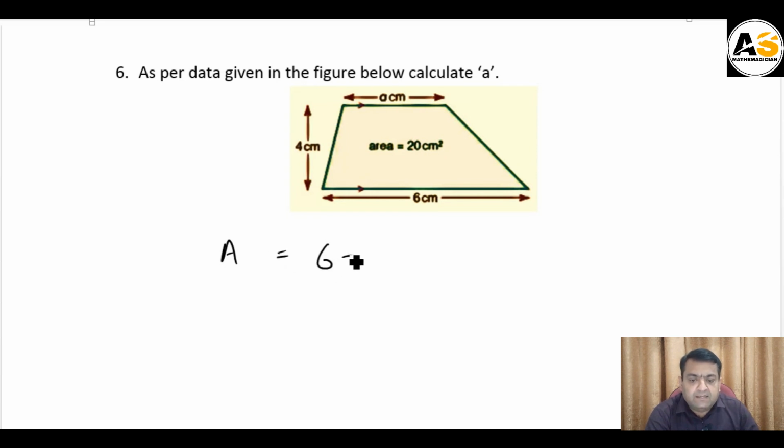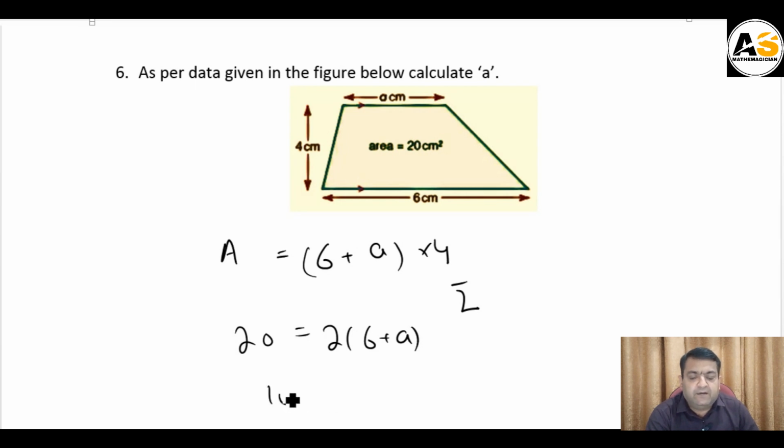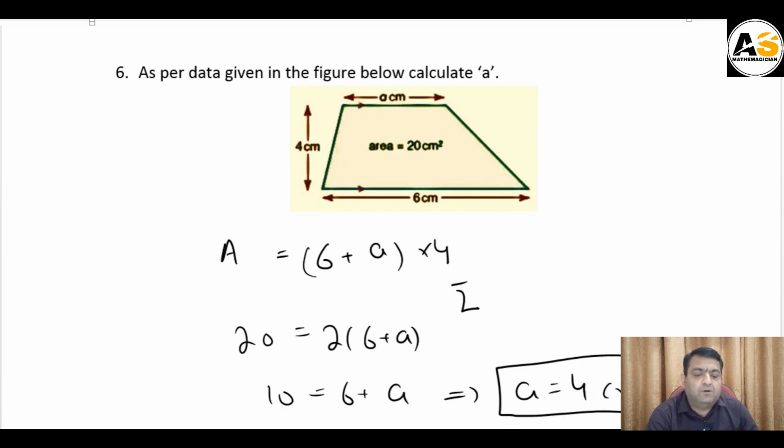Area will be 6 plus A. This side is A centimeter multiplied by height. Height is 4 divided by 2. And this area is 20. It means 20 is equal to 2 times 6 plus A. It means 10 is equal to 6 plus A, which implies A is equal to 4 centimeter. I hope this is clear.